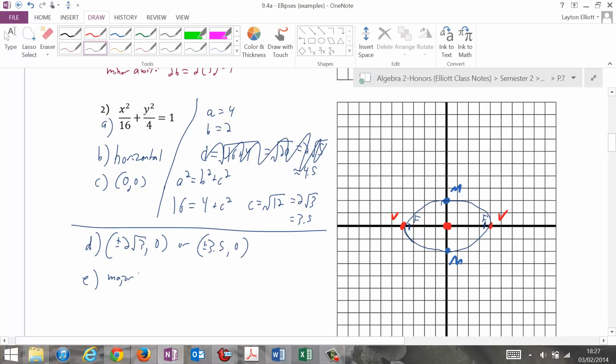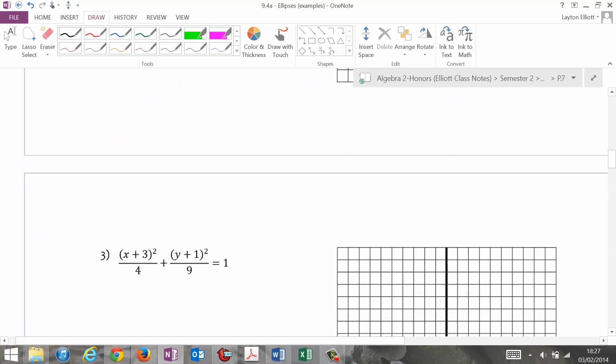Length of the major axis, that's 2a. So a is 4. That would be 8. And minor axis length is 4. Let's go to the next one.